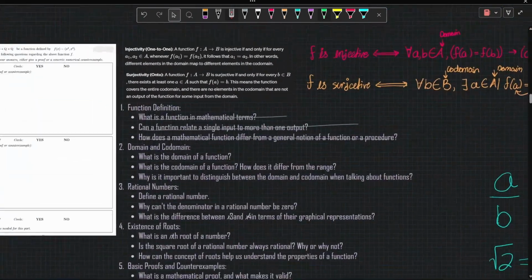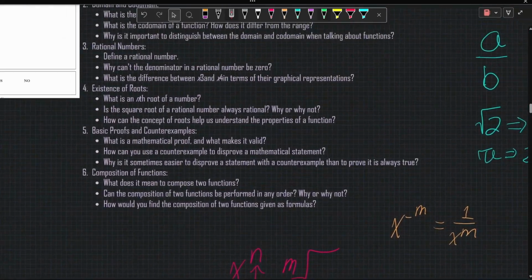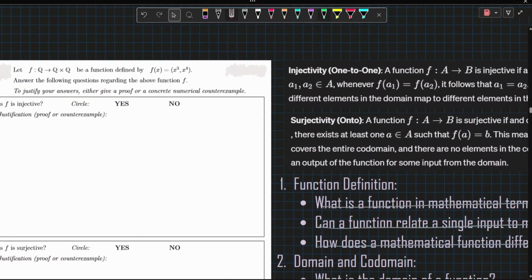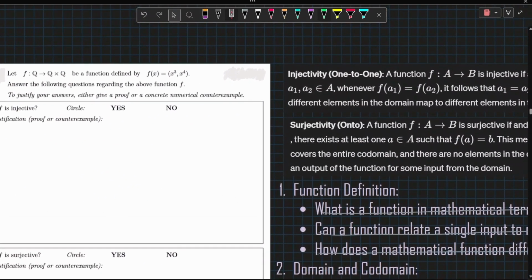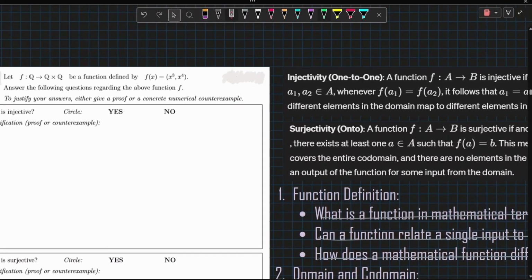Composition functions, you can sort of infer. There's not really a lot of composition to this problem here, so we won't discuss that. Okay, so for this function here, f(x) is equal to (x cubed, x to the 4). How can we prove that it's injective?